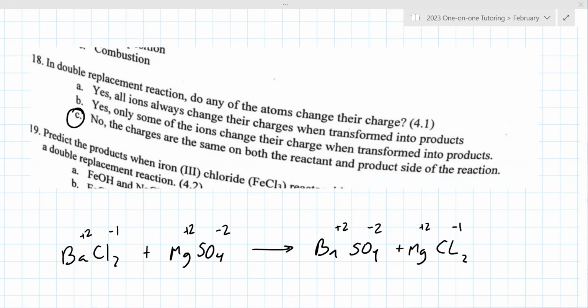So how can I say why I would know that? Yeah, why? That's a good question. Because you want to say that the net charges have to remain. Net charges of the new compounds or the products must be neutral.